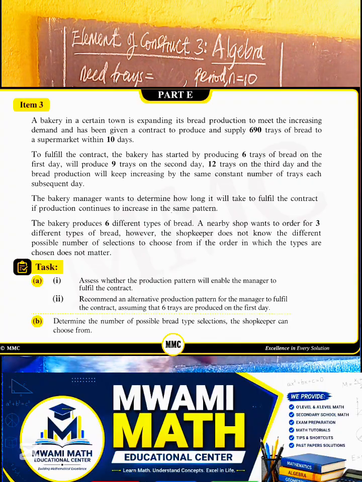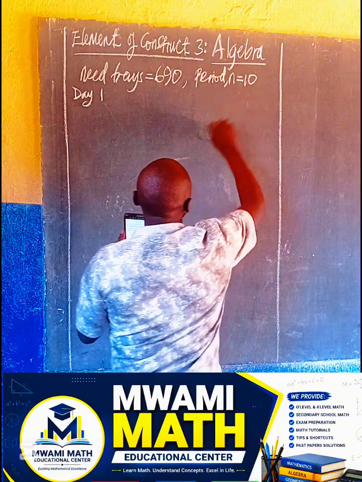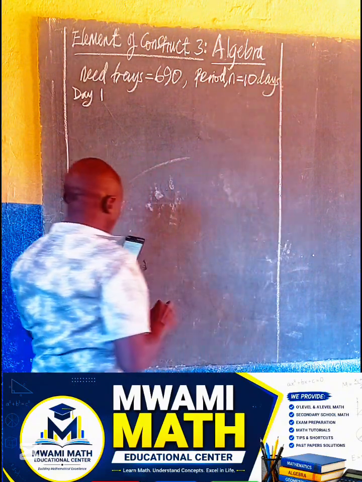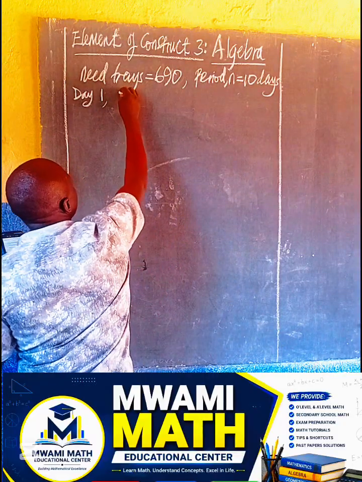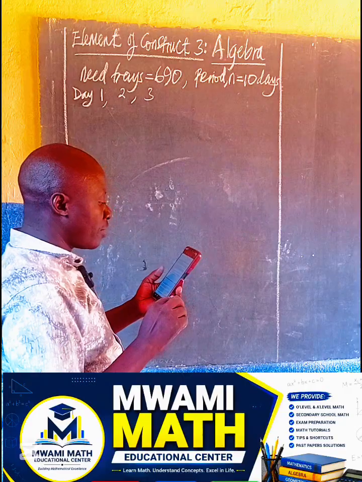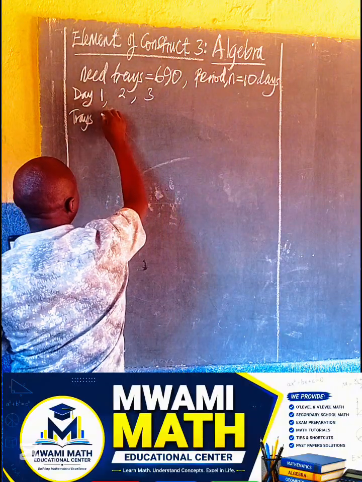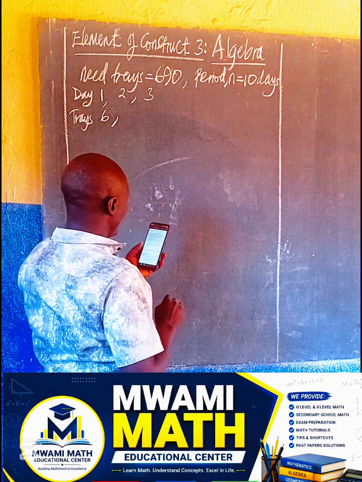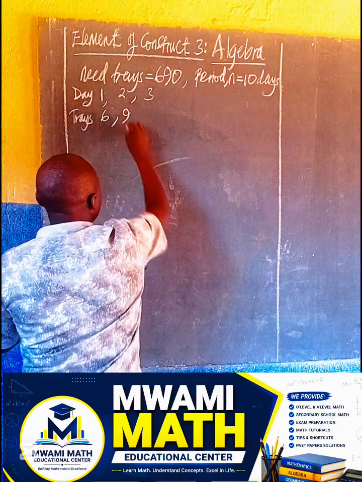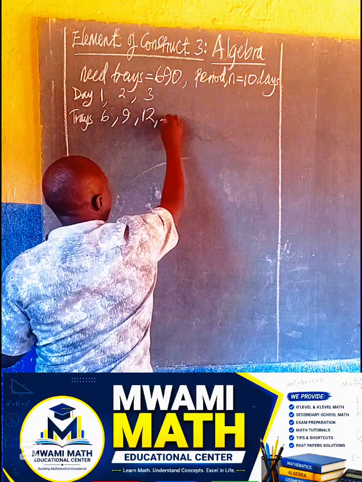So, according to this, we can summarize and say, the bakery in a certain town is expanding its bread production to meet the increasing demand and has been given a contract to produce and supply 690 trays needed in a period of 10 days. Now, on day 1 there is a production, then on day 2 there is a production, then on day 3 there is a production. On day 1, they have told us that 6 trays will be produced. These are the number of trays. So on day 1, we have 6 trays, then on day 2, 9 trays will be produced, then on day 3, we shall have 12 trays to be produced, and so on.